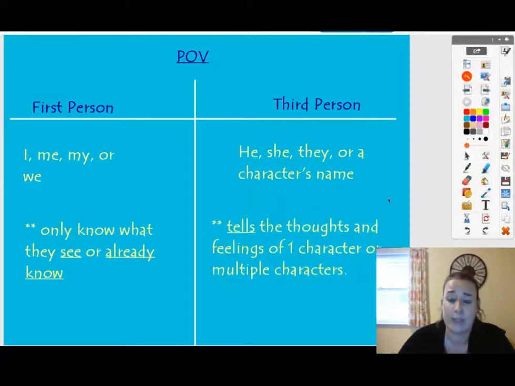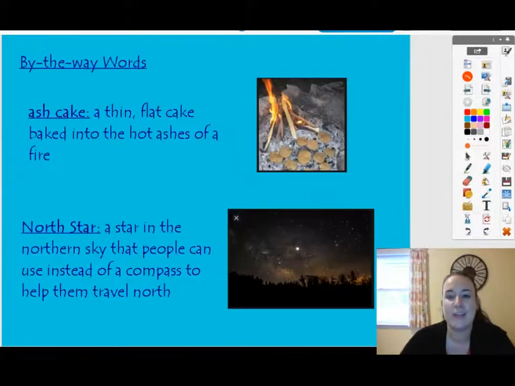And with third person, the narrator will tell you the thoughts and feelings of one of the characters or it could be multiple characters. There's two different types of point of view for third person. But either way, you're being told from a narrator how they feel about it or how they think about it. Instead of being told by that person, that made me feel sad, you're going to have a narrator tell you that's how they felt.